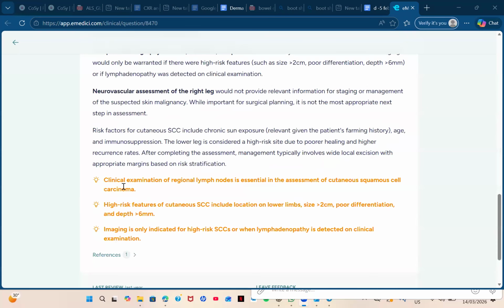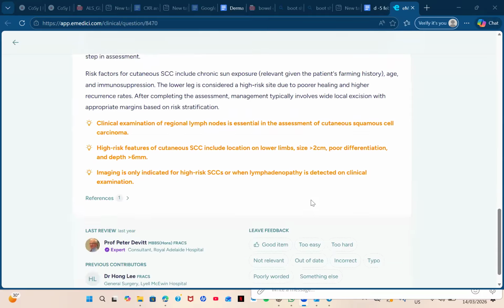Clinical examination of regional lymph nodes is essential in the assessment of cutaneous squamous cell carcinoma. High-risk features of cutaneous SCC include location on the lower limb, size more than 2 centimeters, poor differentiation, and depth more than 6 millimeters. And imaging is only indicated for high-risk SCC when lymphadenopathy is detected on clinical examination.